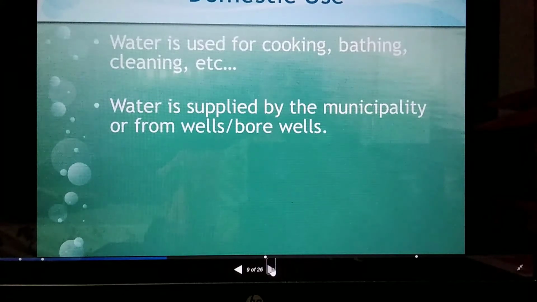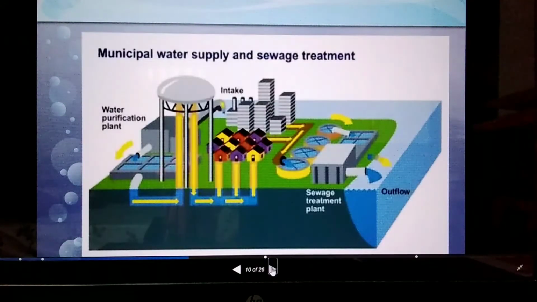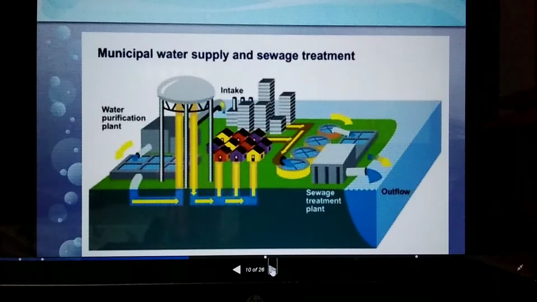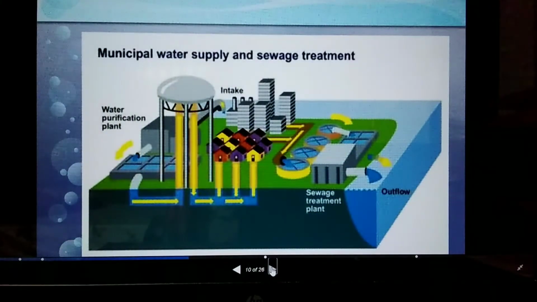Water is supplied by the municipality or from wells or bore wells. Here we see municipal supply and sewage treatment. It is a water purification plant, with the intake reservoir. From there, it is purified in the purification plant and given to domestic users through pipelines or canals. Through canals, the sewage treatment is done and the sewage water flows out. Inflow and outflow are shown here in this picture.